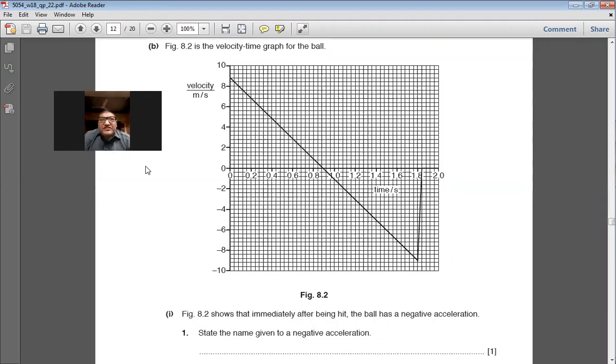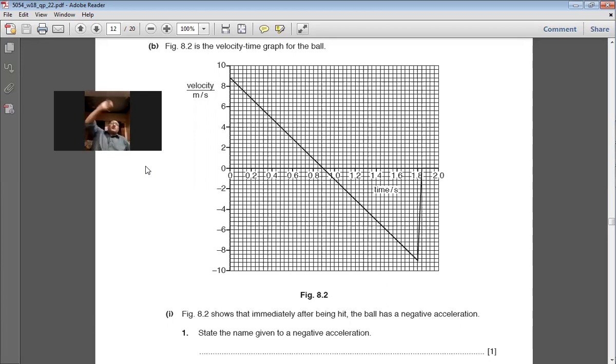Figure 8.2 is the velocity-time graph for the ball. Figure 8.2 shows that immediately after being hit, the ball has a negative acceleration. State the name given to a negative acceleration. Negative acceleration is called deceleration, or we also call it retardation. It's a 1-mark question.